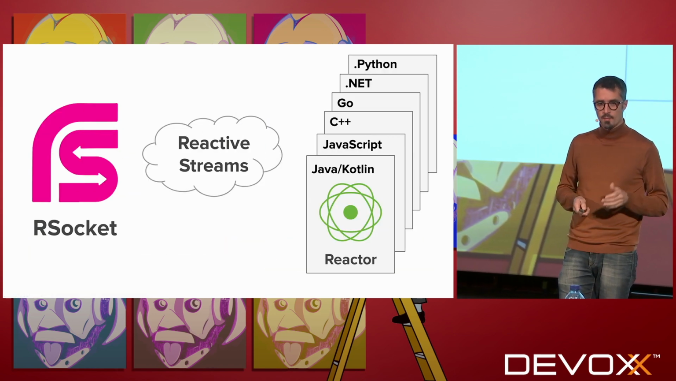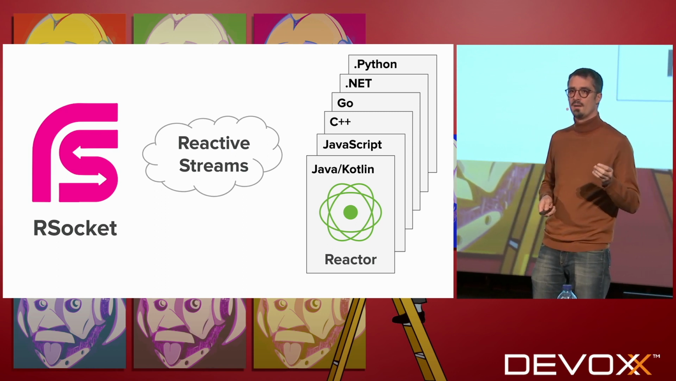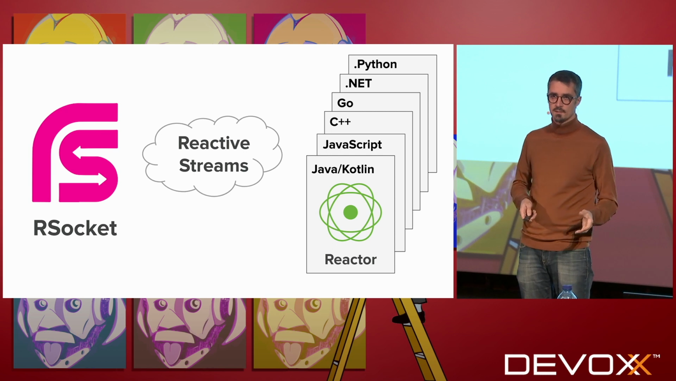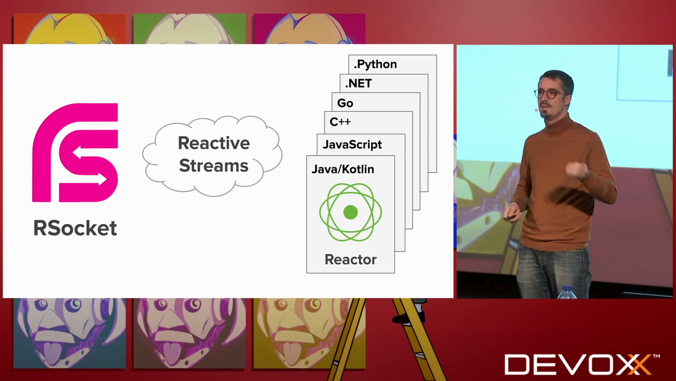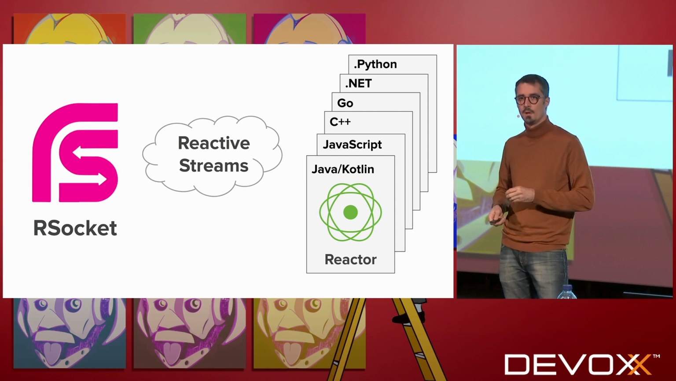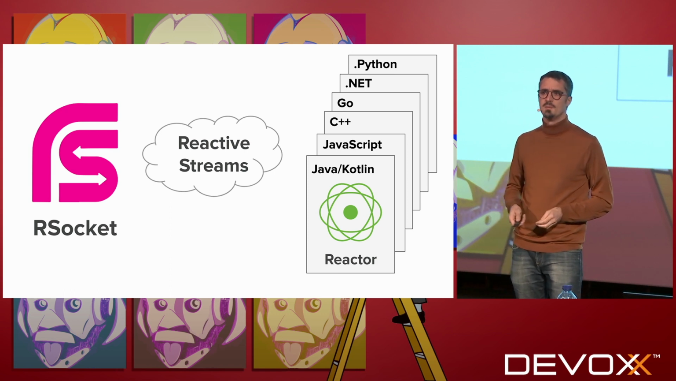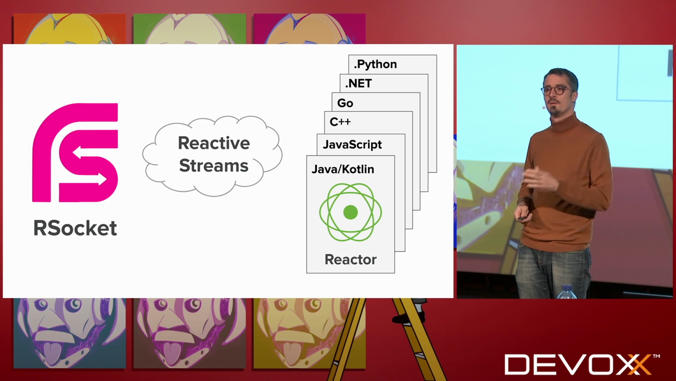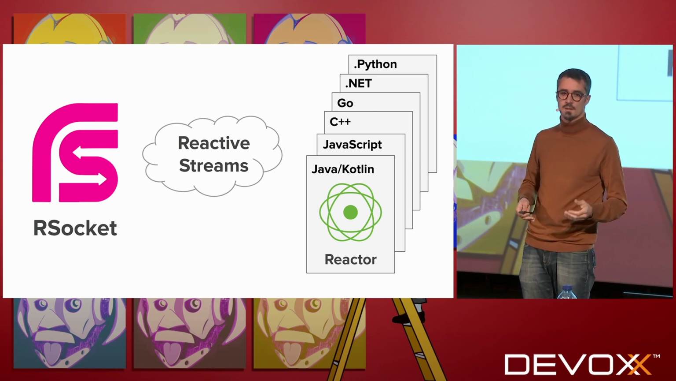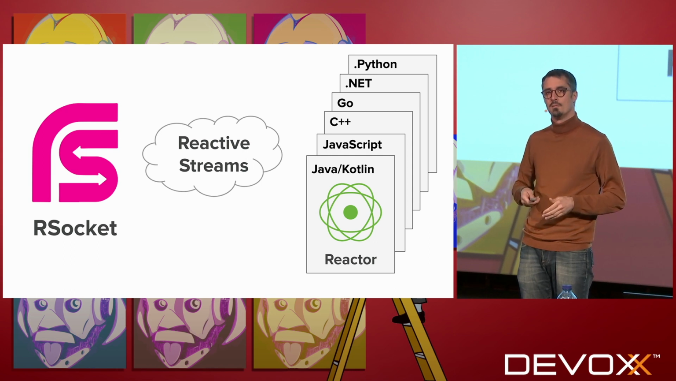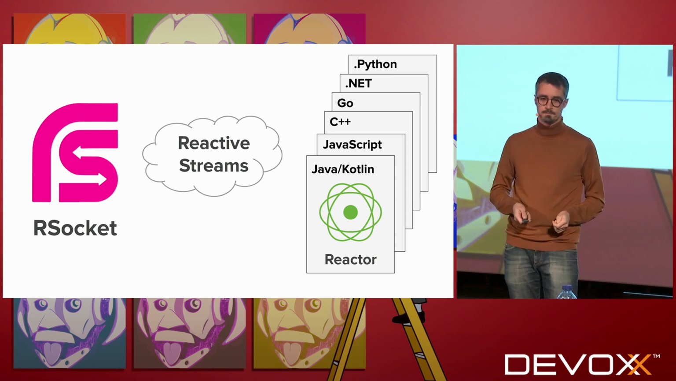Another point is that RSocket is independent of the transport. So you don't have to use a specific transport with RSocket. It's possible to use TCP directly if you are inside the firewall. You can use WebSocket. I think there is some HTTP2 support. So you have the choice of the transport, and it's pretty nice to be able to decouple the protocol you use for reactive messaging from the underlying transport used.